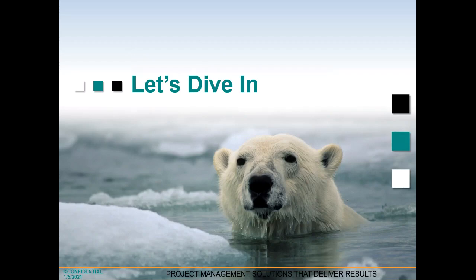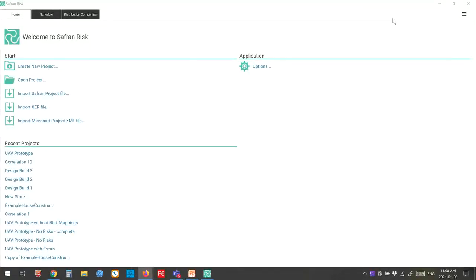So let's dive in. We're going to take a look at the tool. I'm just going to switch to my screen here. Okay, so this is what Safran Risk looks like. The first thing when you come in is a little welcome page that shows you a few options, things like what modules I see, and whether I want to import a project from Primavera or Microsoft Project or Safran Project for that matter. I'm going to open up a project here. This is just a simple demo project.